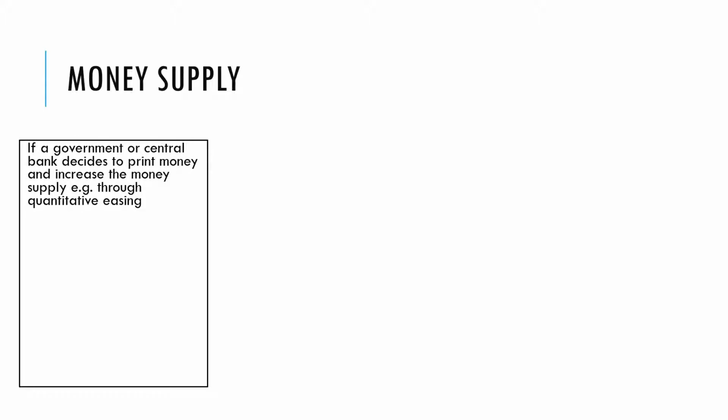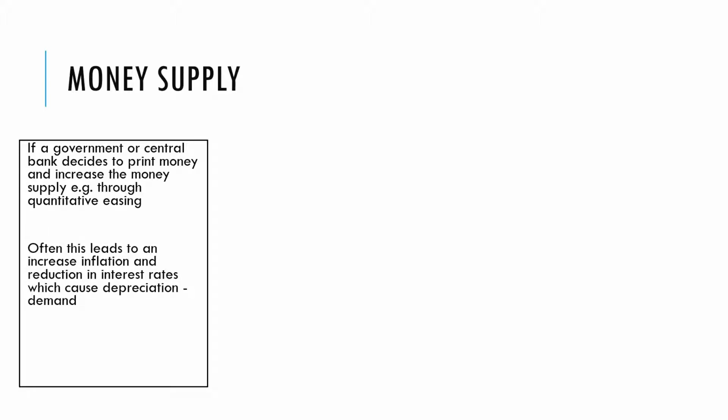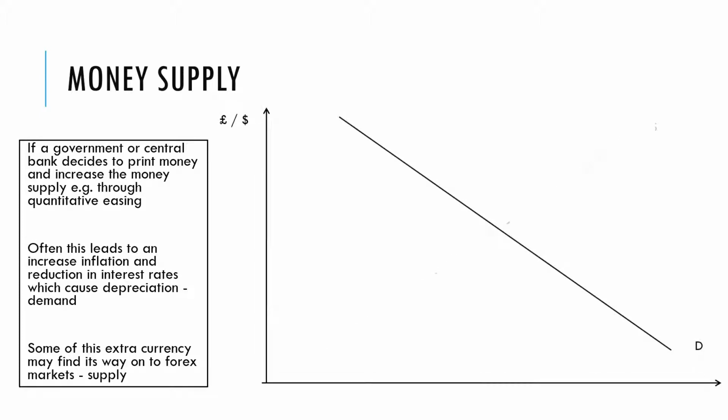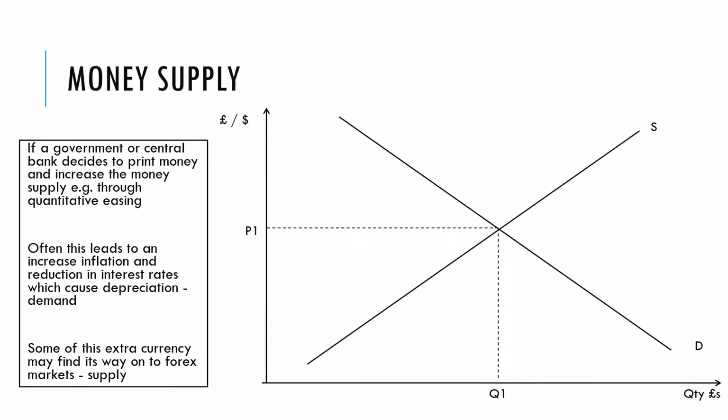Okay, the next is money supply. So if a government or central bank decides to print money and increase the money supply, for example through quantitative easing, this might have an impact on the exchange rate. Often quantitative easing leads to an increase in inflation and a reduction in interest rates. And we've seen earlier that this is likely to cause a depreciation because of lower demand for the currency. Also, some of this extra currency may find its way onto the foreign exchange markets, so we might see an increase in supply.